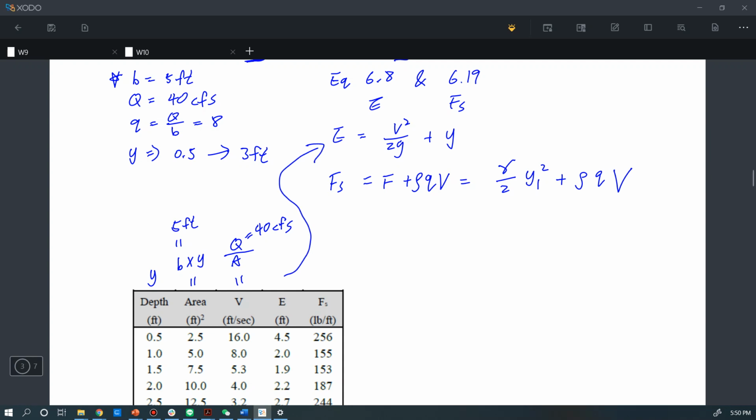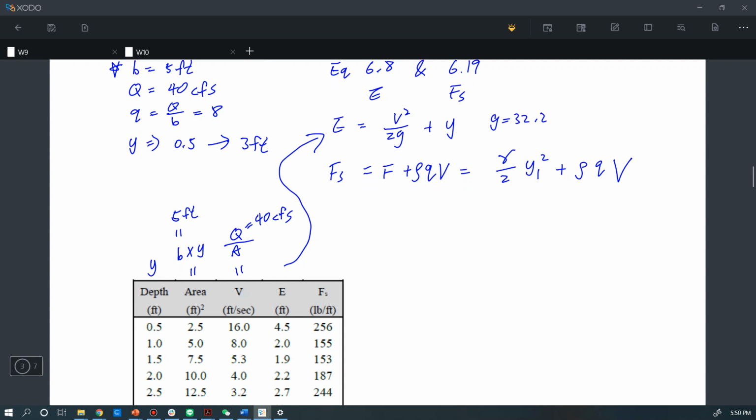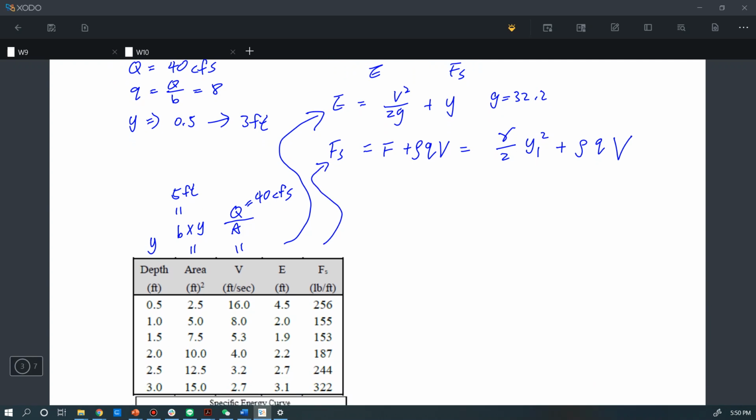You know the velocity, you know the water depth, you know g is equal to 32.2 for the English unit, then you can calculate the specific energy. And similarly, we can use this equation for the specific force, because now you know this q, the flow rate per unit width, is equal to 8, and you know the velocity, which you just calculated in the third column here.